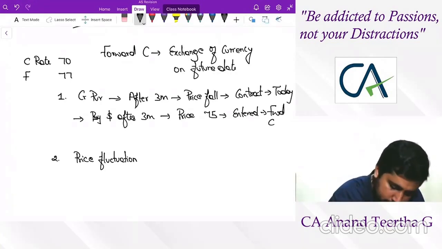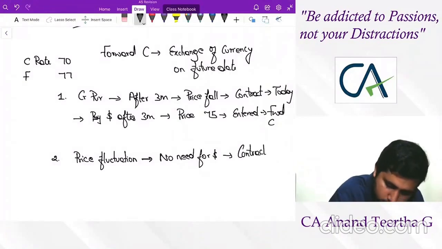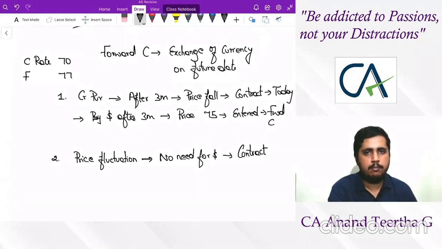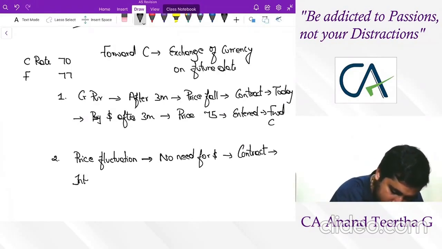So what did you do? There is no need for dollars for you. There is no payment, nothing. But still, you went into a contract. You directly go to the bank or any person of that kind, and say, let's execute a forward contract for $50,000 after 3 months. Your intention is not to buy, but only to make profits out of the fluctuation.